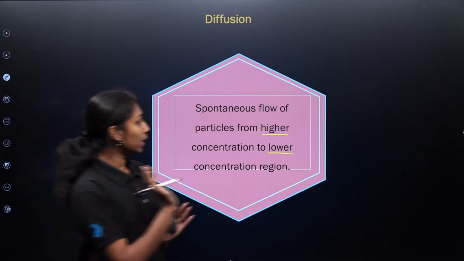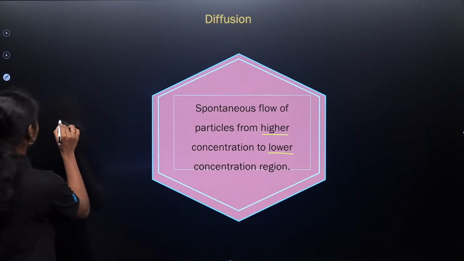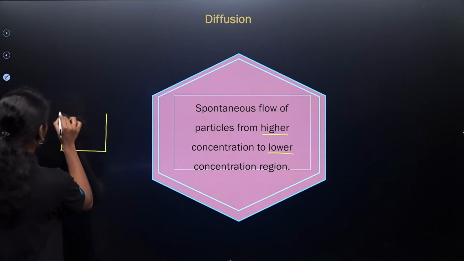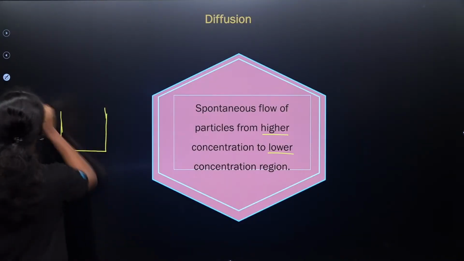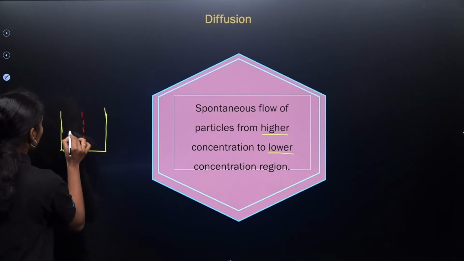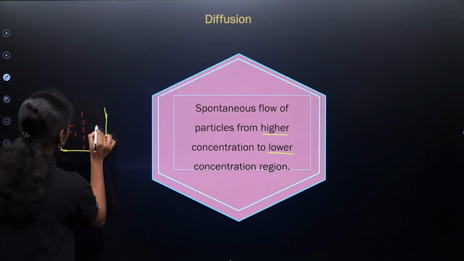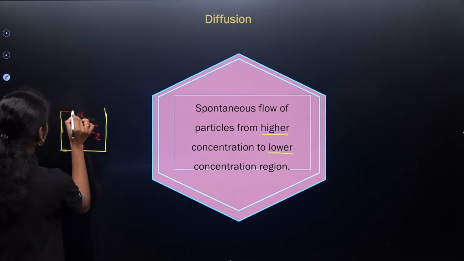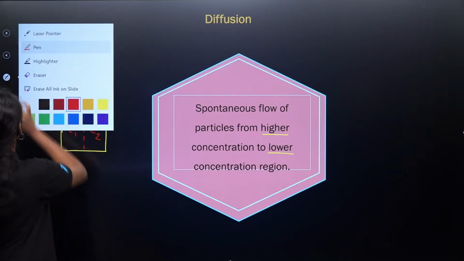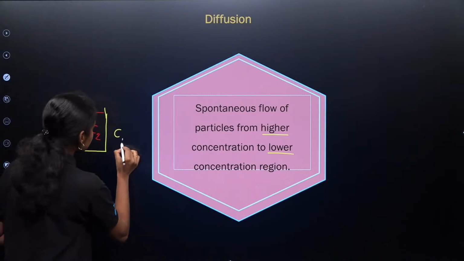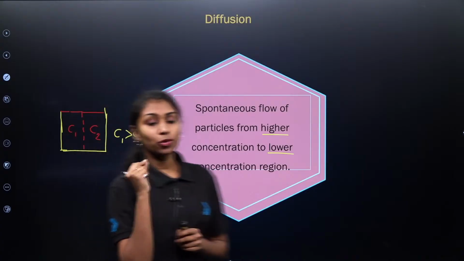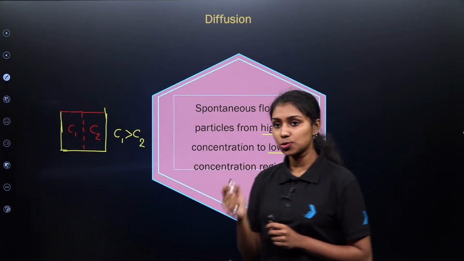For example, if I am taking two beakers here, I am separating them with a membrane. This red one will be our membrane. If I say this first one has the concentration C1 and this second one has the concentration C2, and C1 is always greater than C2, what will be the particle movement there? Is it moving from C1 to C2 or C2 to C1?